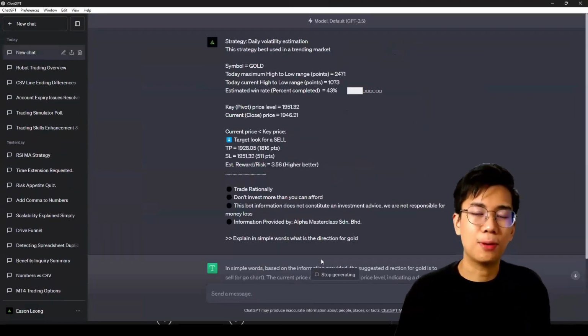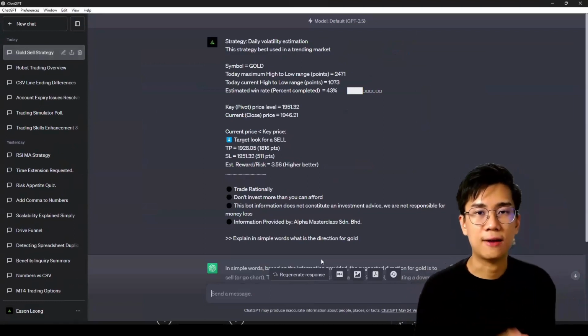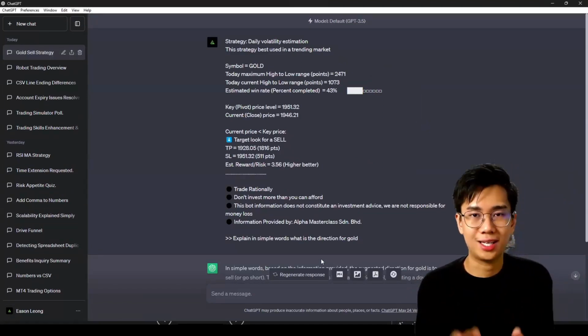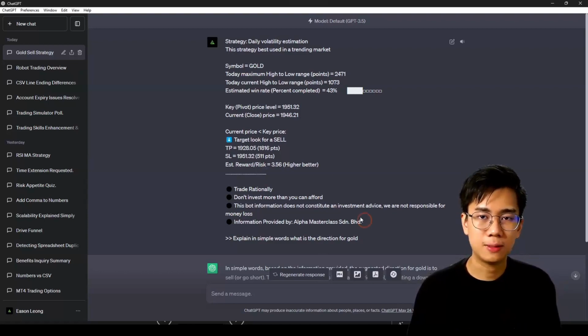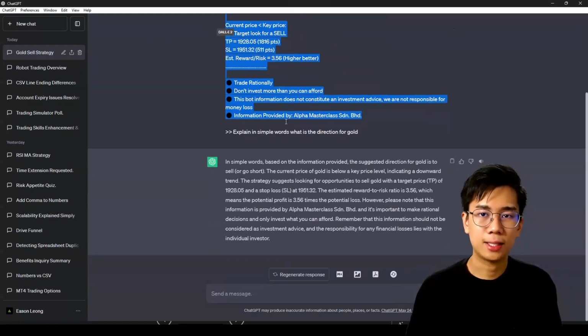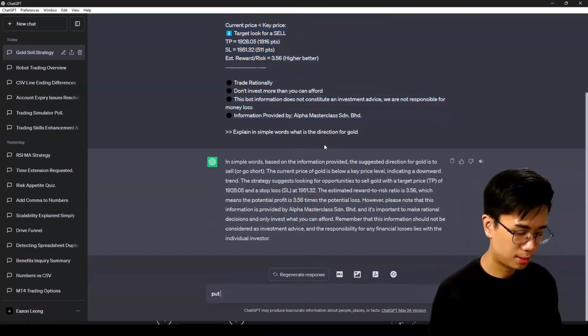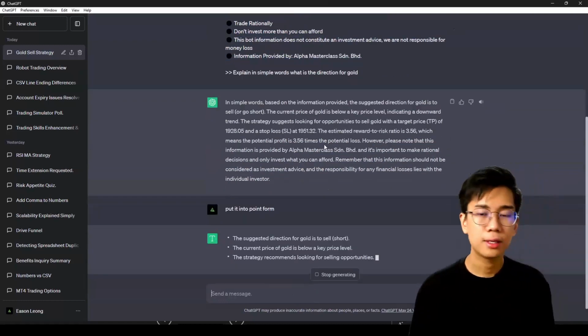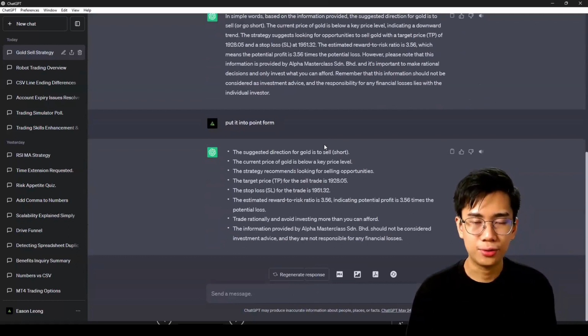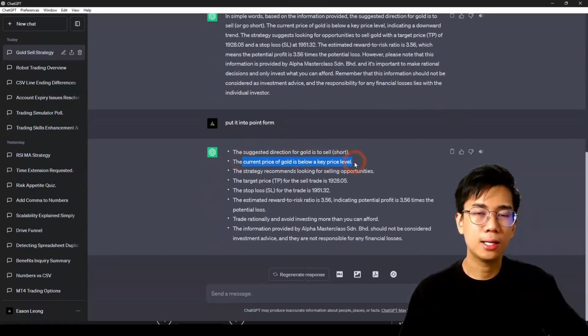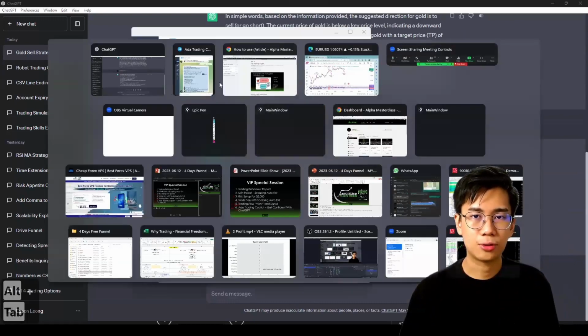ChatGPT is supposed not to give you an answer or financial advice related to trading. But because I give ChatGPT the default answer like this, it will automatically digest it for you. I would prefer to say, put it into point form. By doing this, it comes out with everything and tells you that right now the suggested direction is to sell, because the gold price is below the target price already. And what is the target price? For this, you have to go back and look at this.